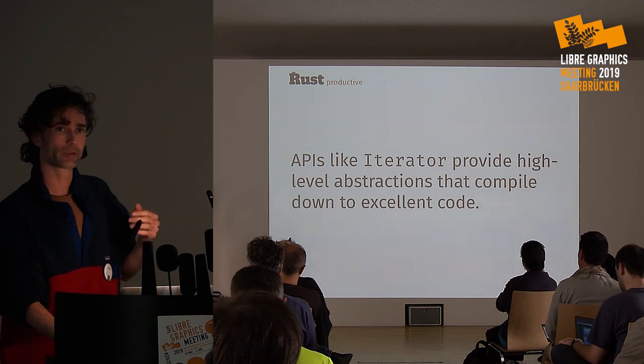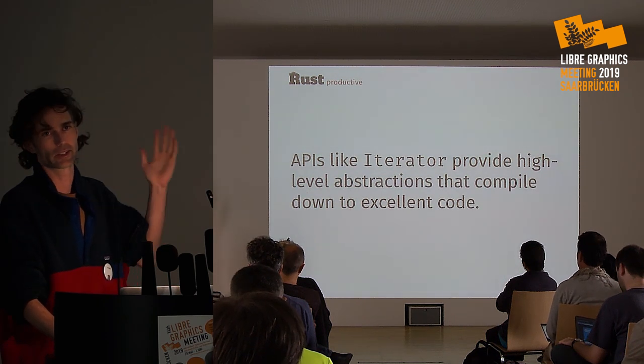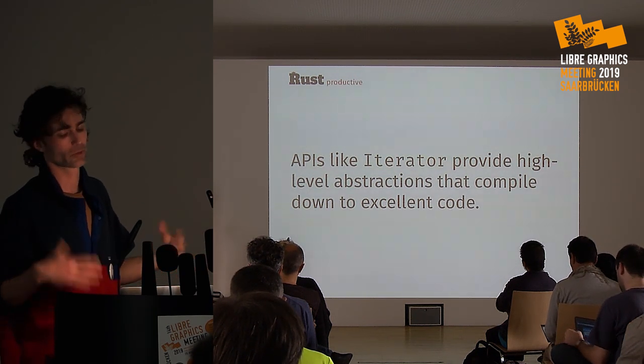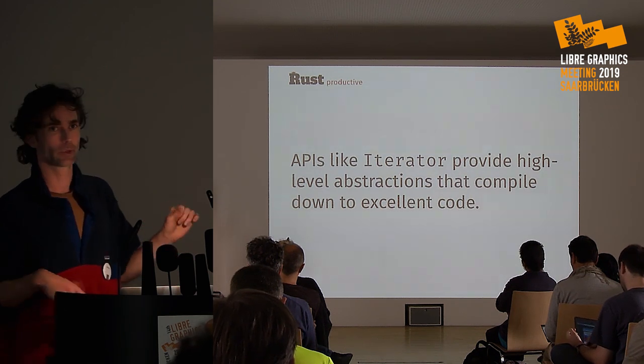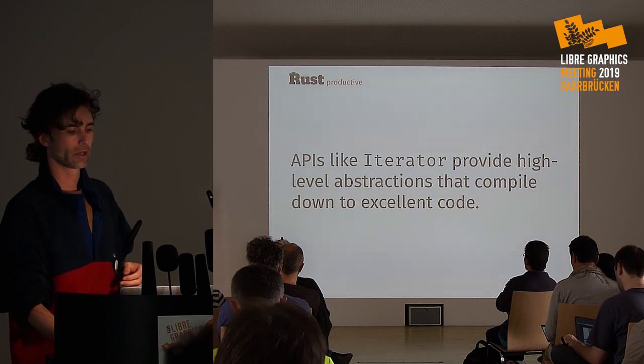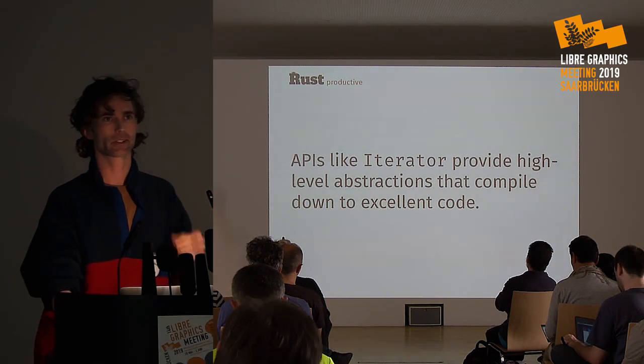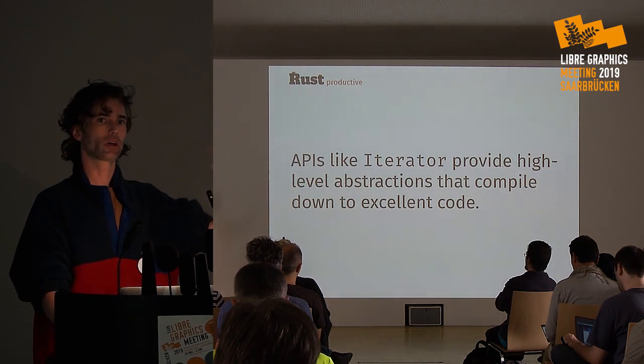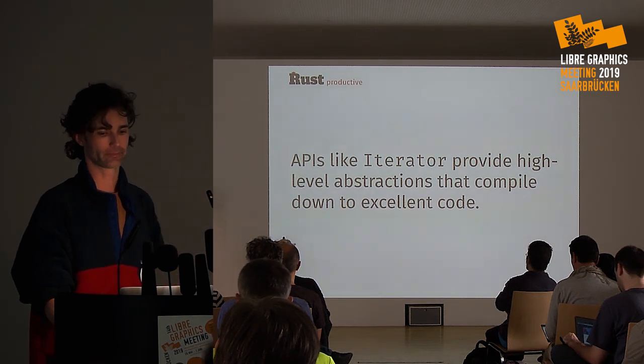Another abstraction Rust provides, and this is just an example, it's a grab bag and there are lots of these but I want to touch on a couple, is iterator. Iterator is a trait that's built in, part of the standard library, and an iterator is kind of like a generator in Python. It's some entity that you can call repeatedly and it will produce values.